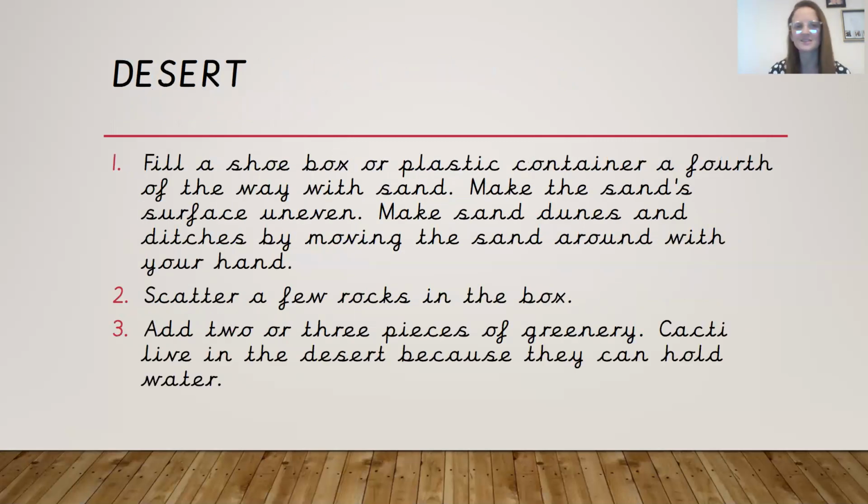So if you're making a desert, you could use a shoebox or a plastic container, and you fill it 1/4 of the way with sand, much like the sand that you would find in a sand pit, and you make the sand surface uneven. So think about the dunes that we have and all of that. Make sand dunes and ditches by moving the sand around with your hands. You can scatter a few rocks in the box, and you can add 2 or 3 pieces of greenery, but not too much. Cacti live in the desert because they can hold water.